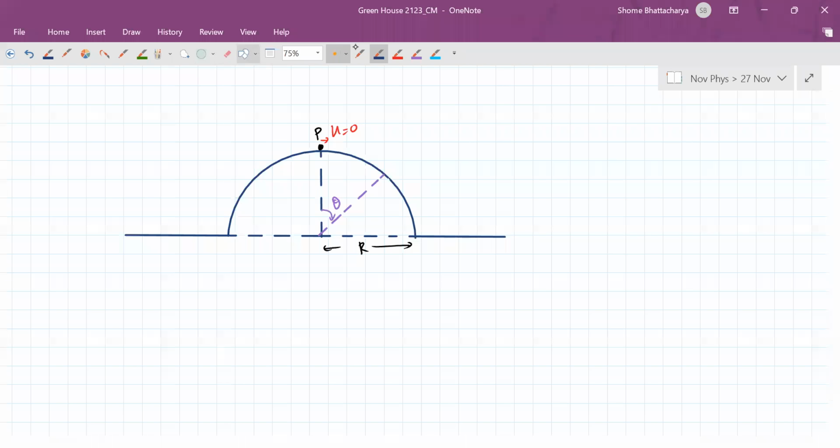So between that initial point where it started to this point, it has a tangential speed v, and the forces acting on it at this point of time, if you think in terms of free body diagram, are weight and normal reaction.